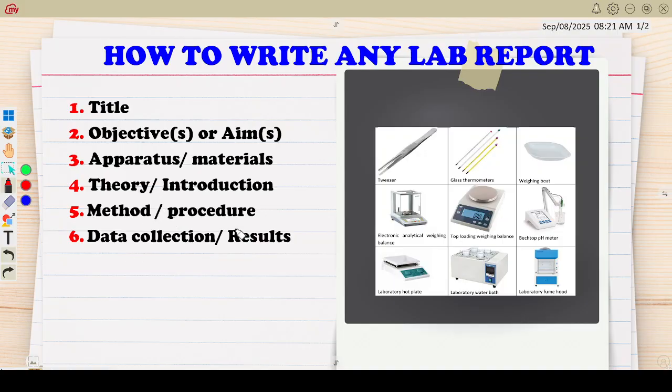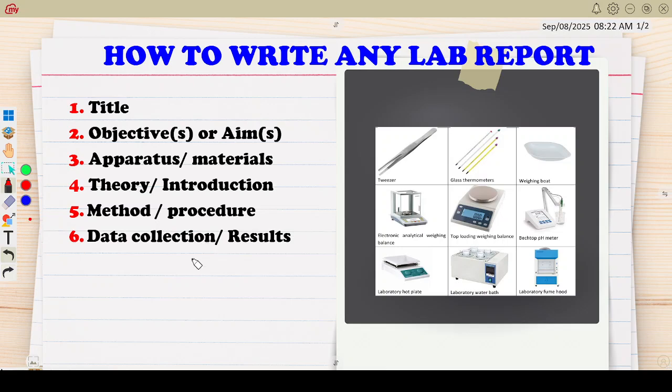Number 6, data collection or results. Mainly for NS, you'll be taught to write data collection, and for those in other programs, it can be results. Data collection will mainly be tables. You write a table of the things which you found. Like you measured the vernier calipers, what were your findings? You recorded temperature, what did you find? You write those in the data collection. Here you earn marks.